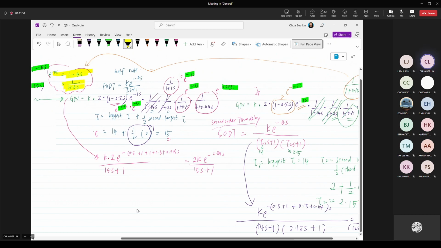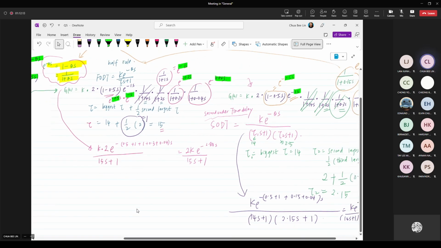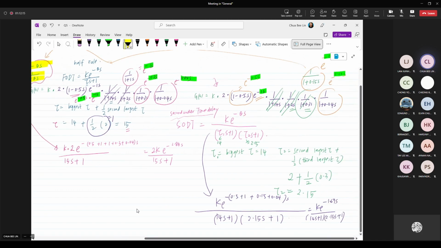Okay, Taylor's series expansion, no half rule. If first order, then the tau will be the biggest tau. If second order, you'll be having tau 1 the biggest tau, tau 2 the second biggest tau. Only the half rule is a little bit complicated, because it will contribute half of the second largest tau to the first tau. So I also cover the second order. So you can see from here, the first tau will be just the biggest tau. So we can make a summary there.